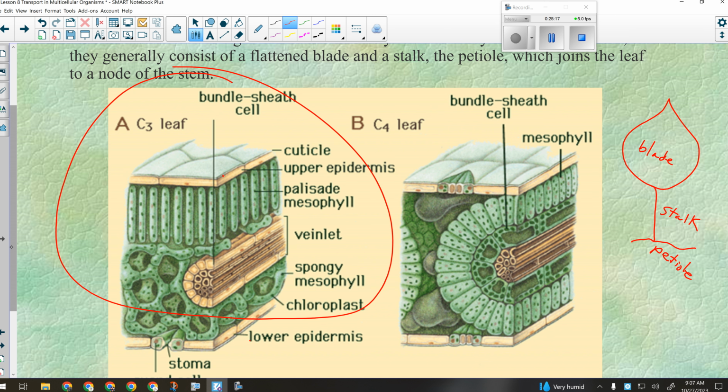Going from the top down, the next layer is the palisade layer. I'm not worried about this word, mesophyll. If you say palisade layer, that's good enough. Same down here with the spongy. Palisade layer, spongy layer.